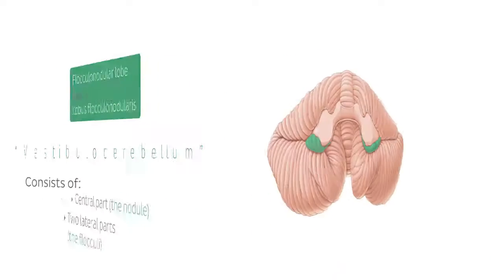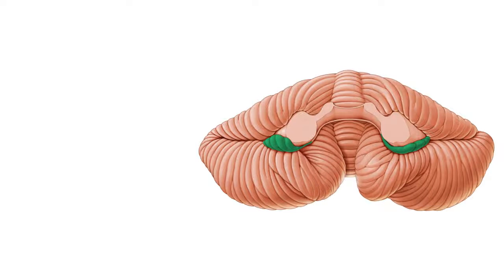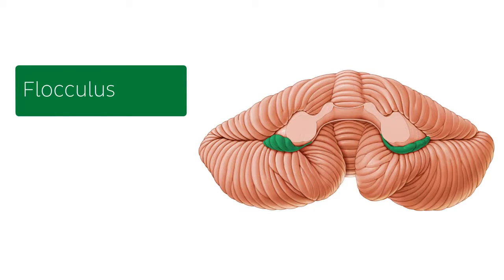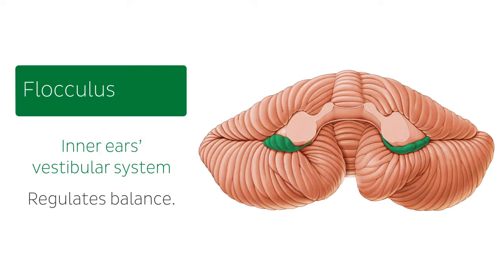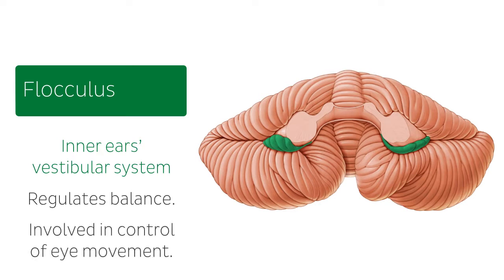Moving on, we're going to highlight these two structures here, which are known as the flocculus. Combined, they're known as the flocculi, which we talked about on the previous slide. There are two small lobes of the cerebellum located at the posterior border of the middle cerebellar peduncle. And from a functional point of view, the flocculus receives input from the inner ear's vestibular system and regulates balance. In addition, many floccular projections connect the motor nuclei involved in control of eye movement.